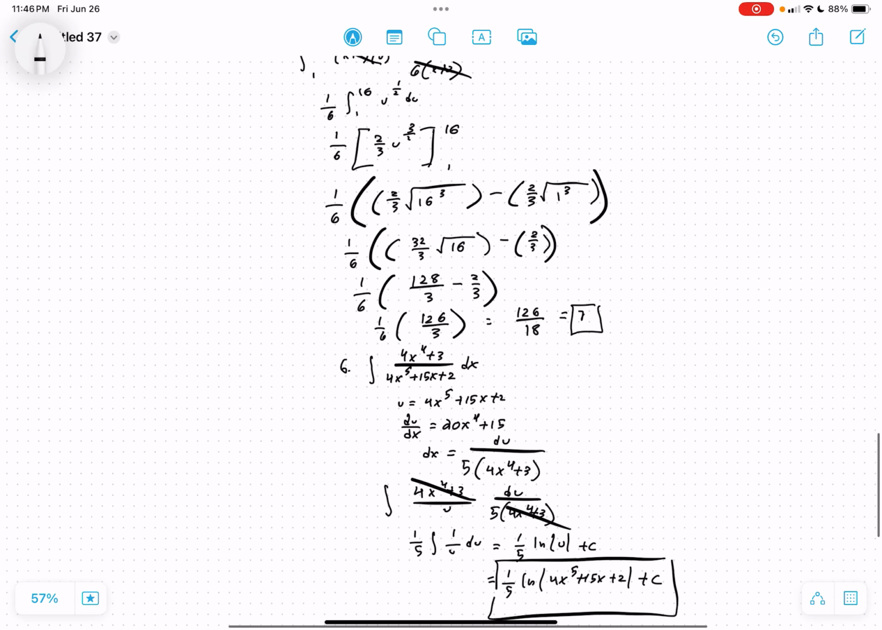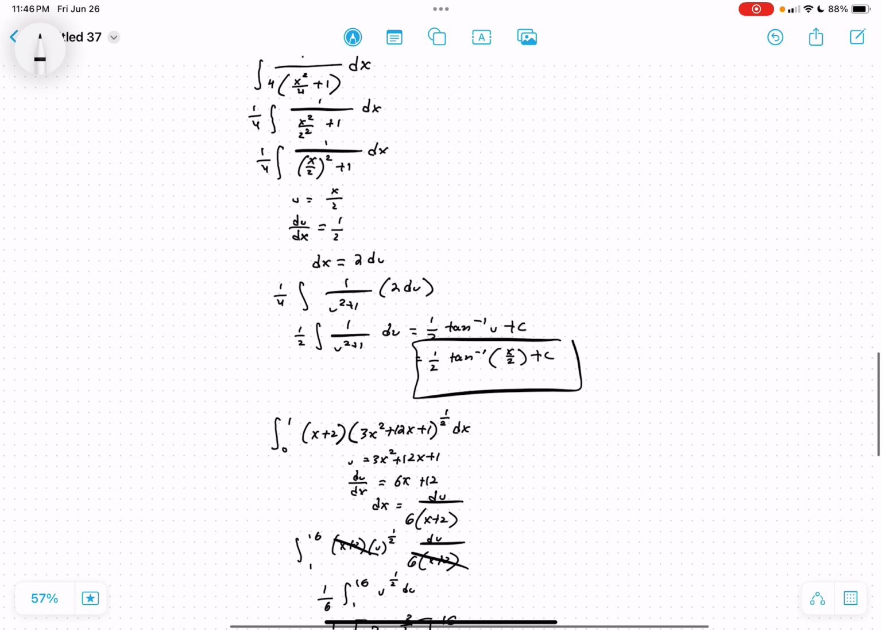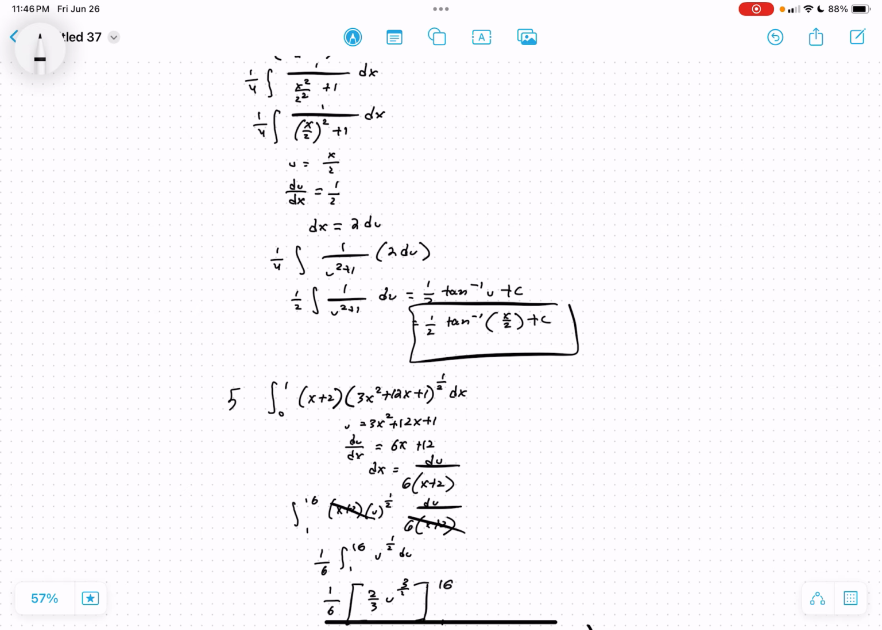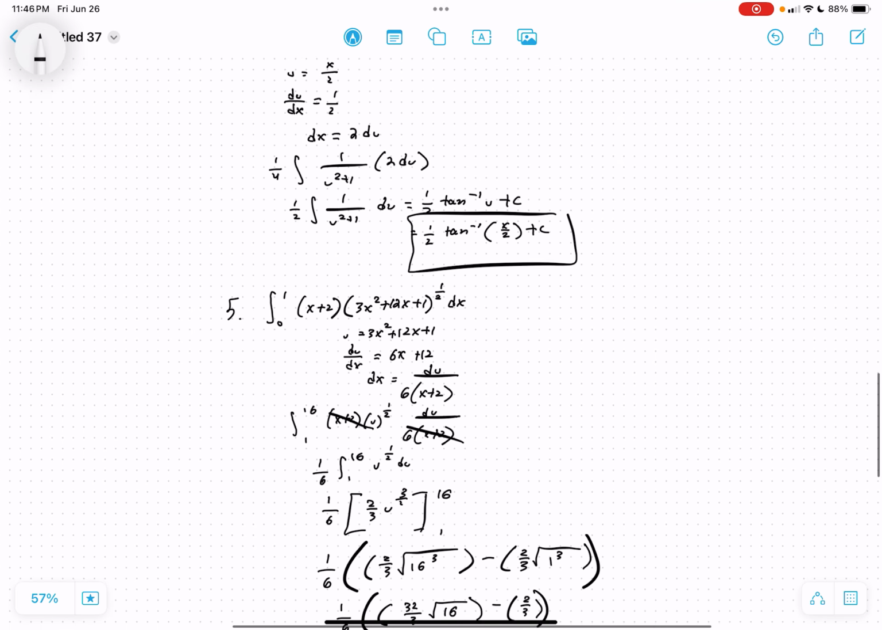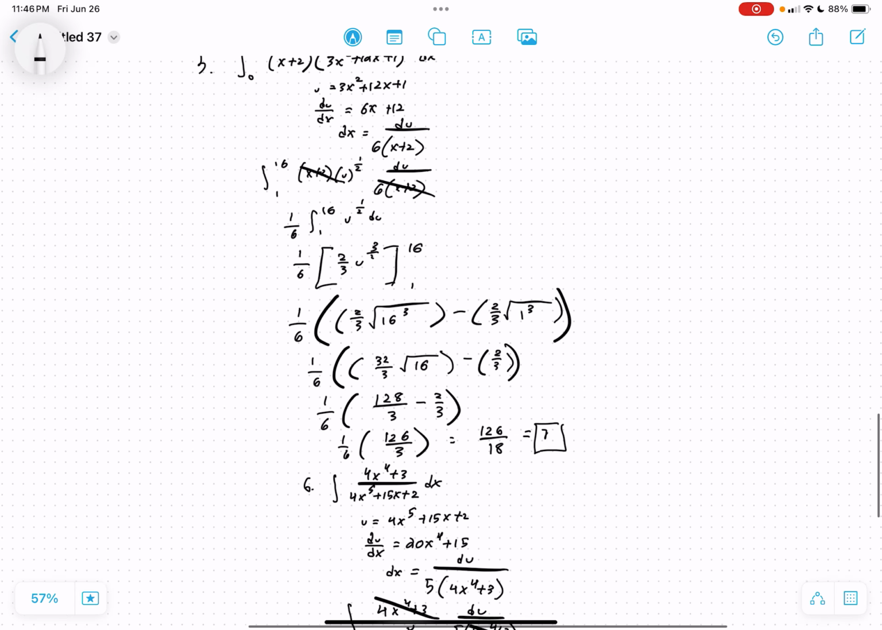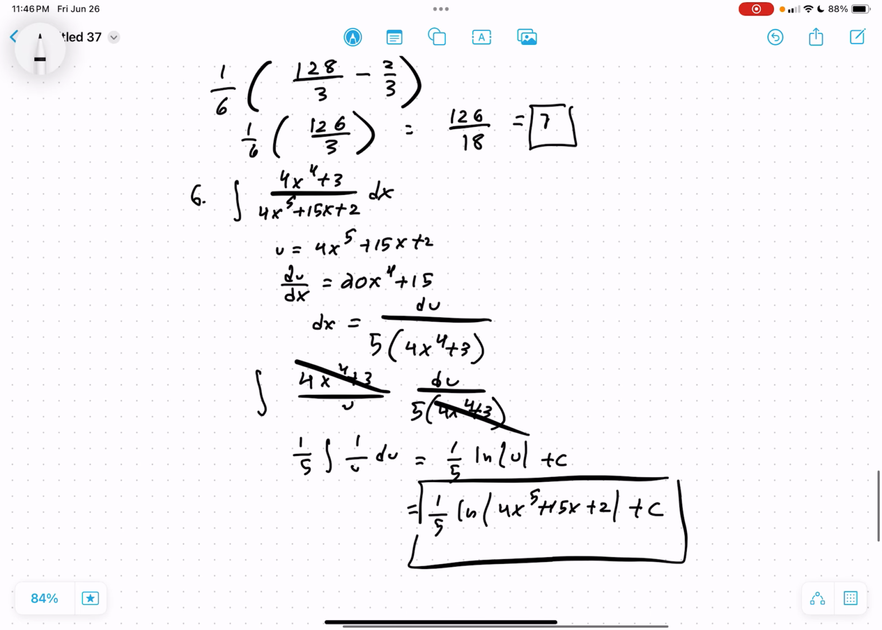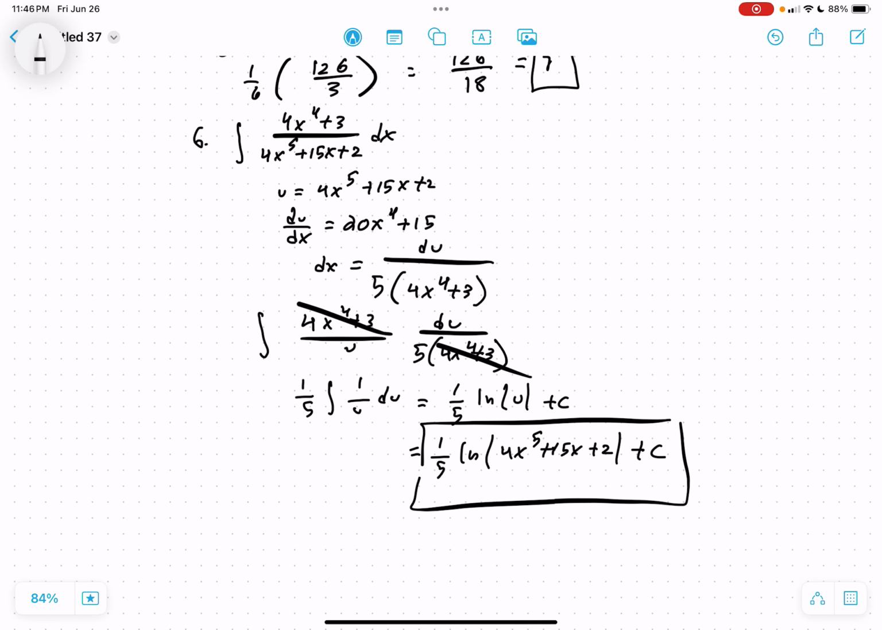Our fifth integral was the integral from 0 to 1 of (x plus 2) times (3x squared plus 12x plus 1) to the 1/2 dx. And finally, our sixth integral was (4x to the 4th plus 3) over (4x to the 5th plus 15x plus 2) dx.